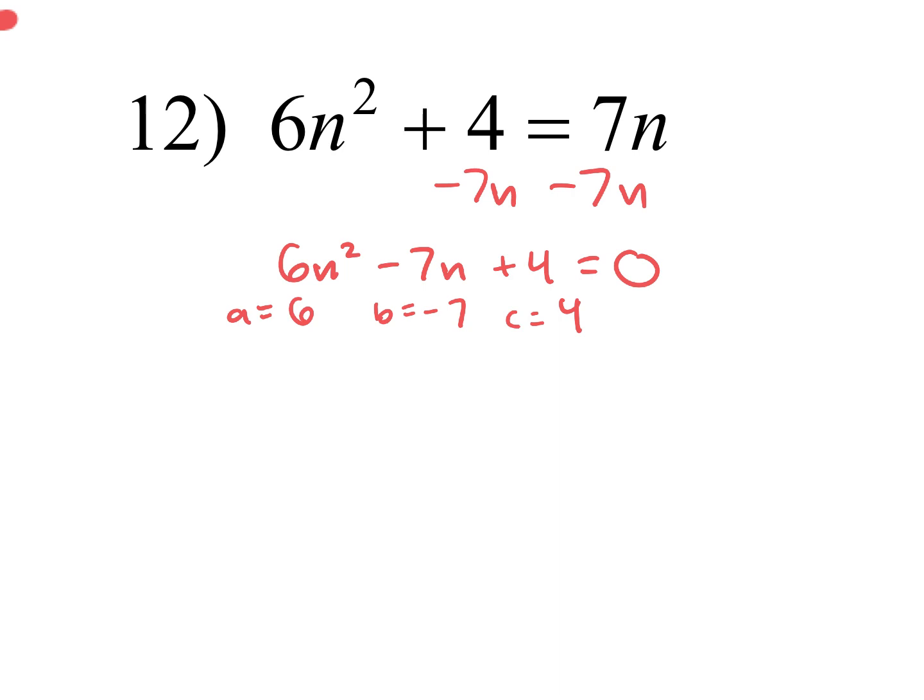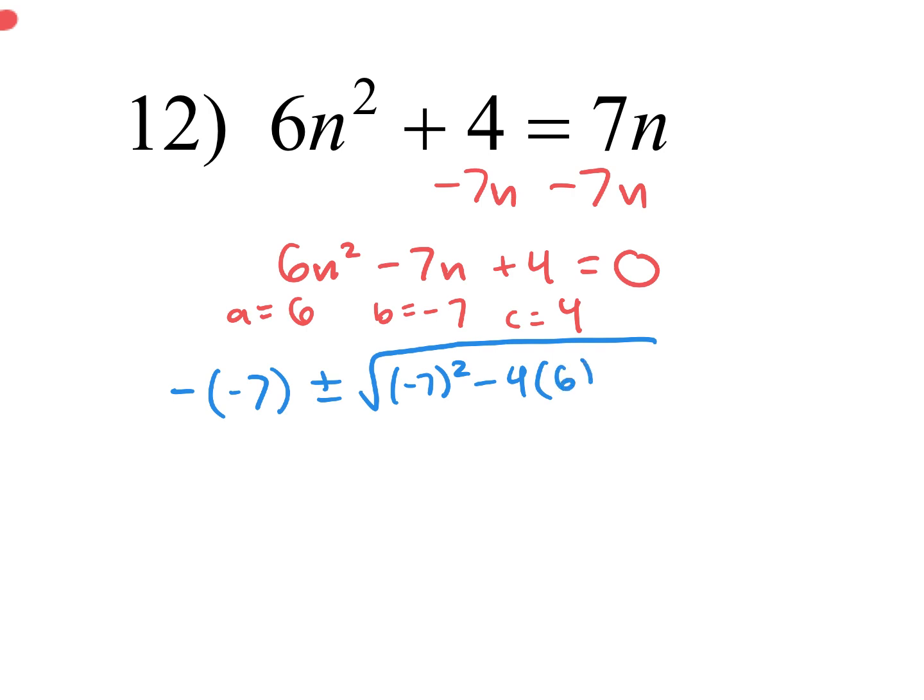Then we plug it in. So I have negative B plus or minus the square root of, what comes next? Negative 7 squared. What goes on the bottom? 2 times 6. Perfect. So negative 7 becomes positive 7.